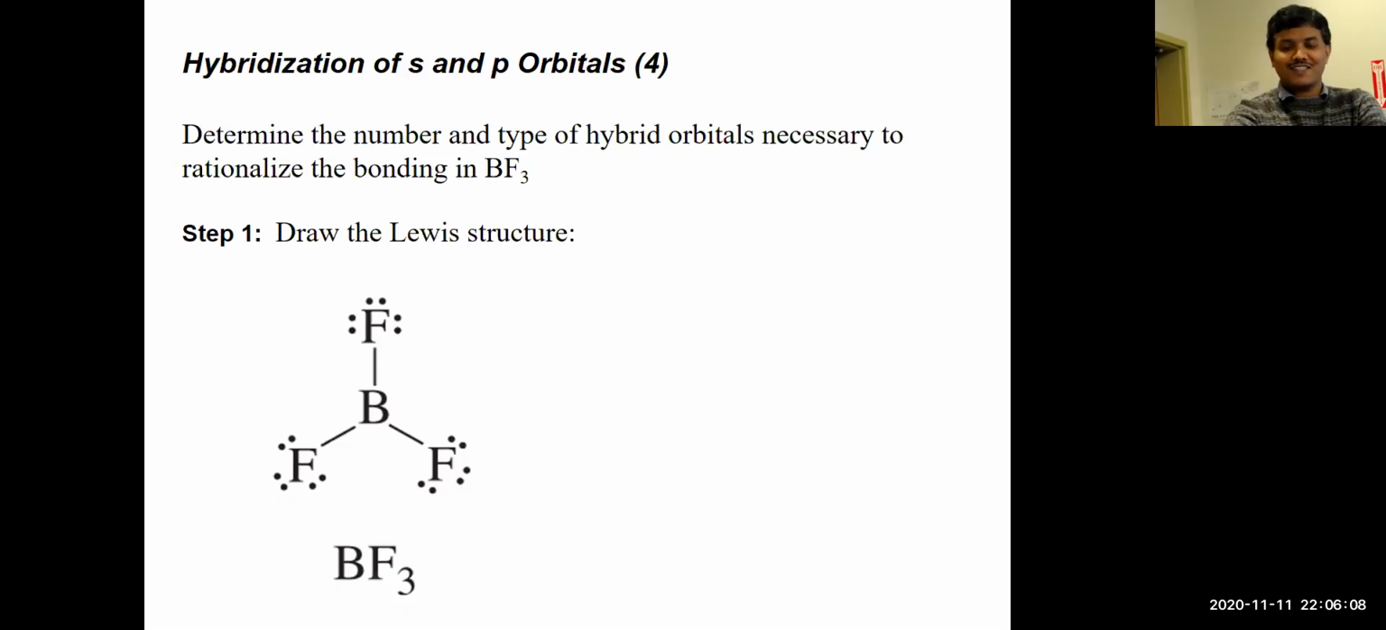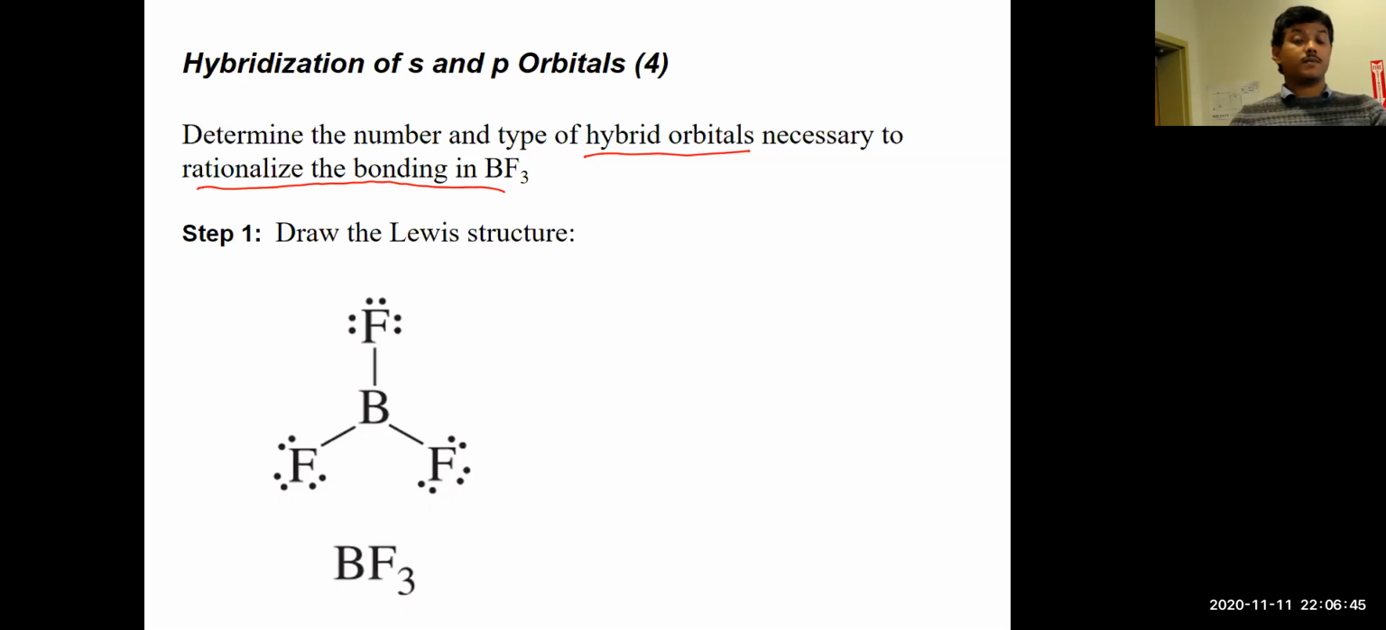So let's work on another example, BF3. So let's explain how the bonding occurs. Determine the number and type of hybrid orbitals necessary to rationalize bonding in BF3. So the question is asking, find how many orbitals are necessary to rationalize bonding in BF3. Before we do that, you always need to draw the Lewis structure of any molecule, and use the VSEPR theory to determine how many hybrid orbitals are needed to explain the bonding and bond angle.